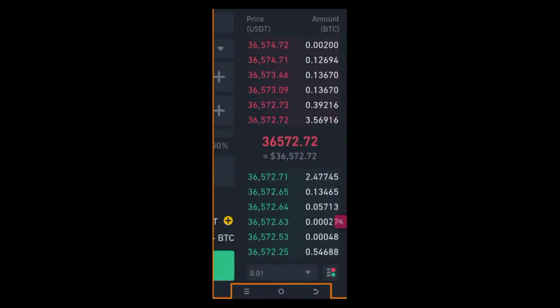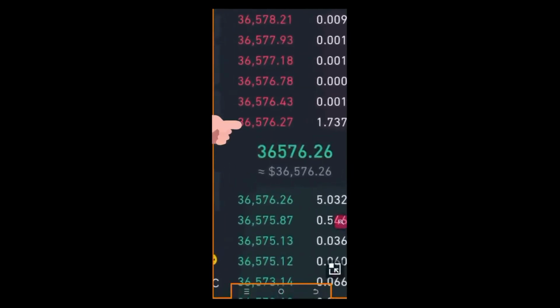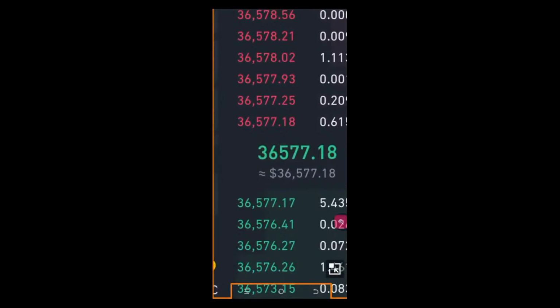But if there are other trades that you want to take, maybe different pairs, you have to choose a higher price. That is the first red. This first red that is saying 3657276 and all of that, that is the first red I'm referring to.